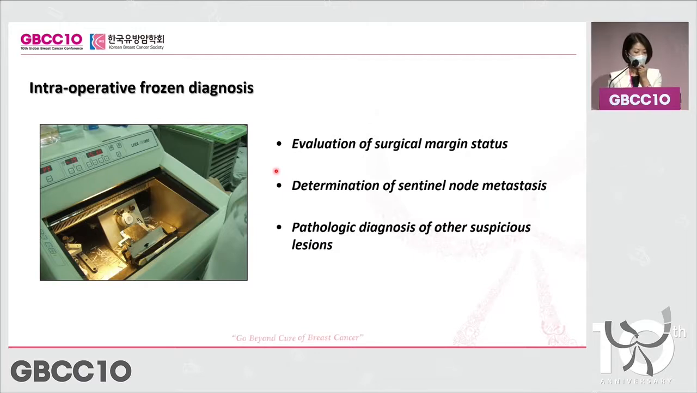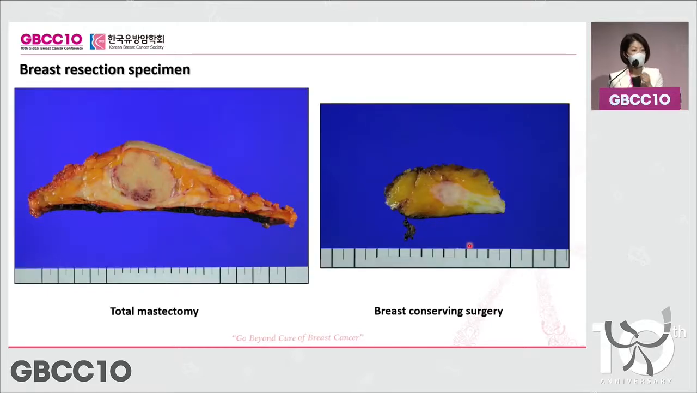During the operation, what we do in pathology is, if it's not a total mastectomy but a partial one, then we have to identify the margins and evaluate the surgical margin status, as I mentioned earlier, and also whether there is cancer involved in the sentinel node or not. So we go ahead with that determination. And if other suspicious lesions are identified during the operation, then we will have to go through a pathological diagnosis at that point in time as well.